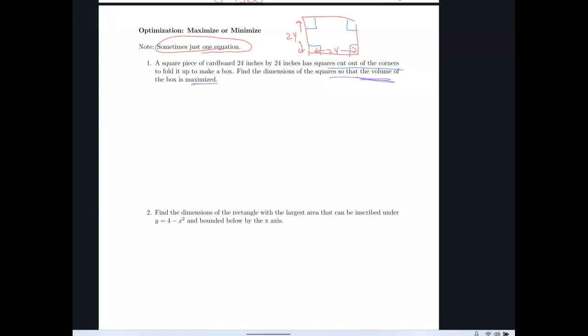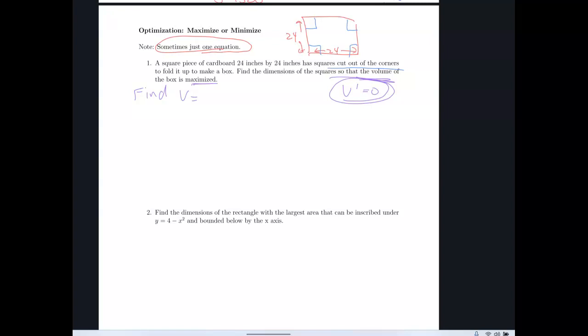Volume that's maximized. So volume, whatever that equation is, I'm thinking that's what I want to take the derivative of and set equal to 0, right? So you're getting that idea. So let's go find the volume equation. So volume is length times width times height.